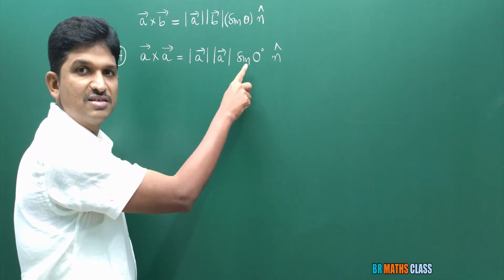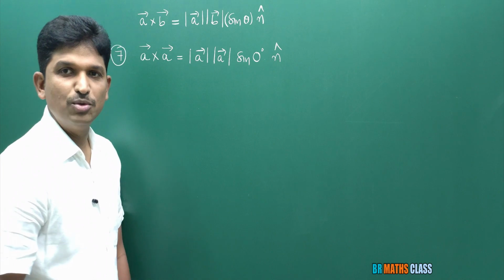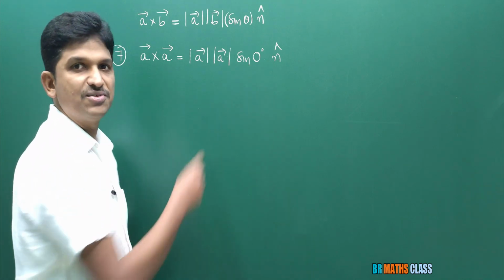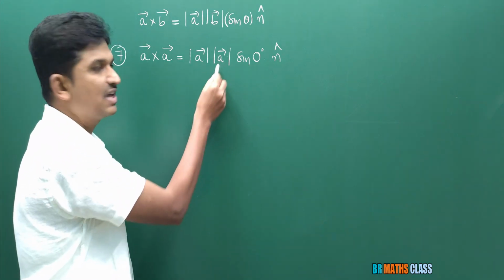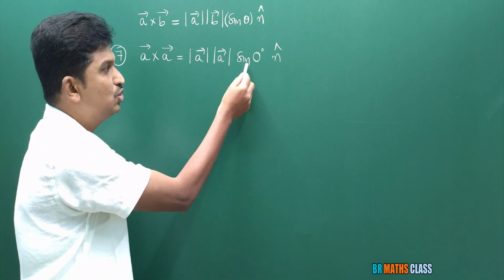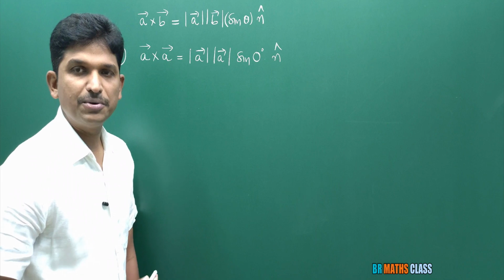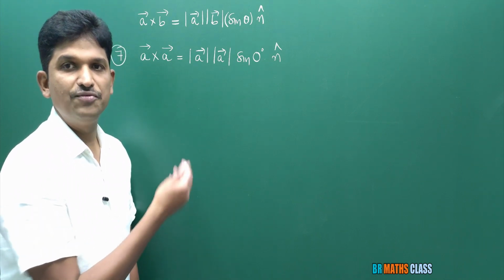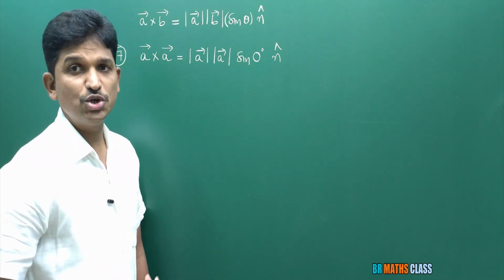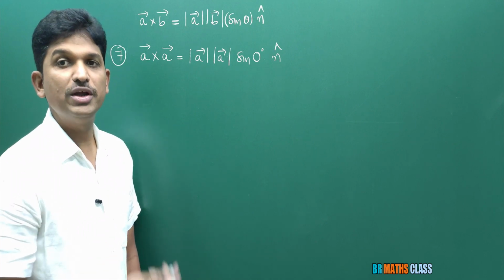You observe here sin 0 degrees. From the trigonometry table we know this value. Sin 0 degrees value is 0. Whatever the scalars these two may be, as 0 is there, this full thing will become 0 into n cap. When I calculate the magnitude of 0 into n cap, I'll get 0. What is the magnitude of 0 into n cap?